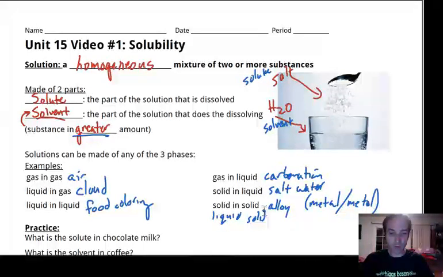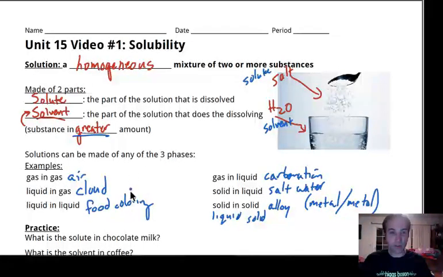And so a good example of that would be something like putty or clay, Silly Putty, things like that, Play-Doh, where you have a solid, but it has the freedom of the ability to change its shape because it has some liquid dissolved in it. Okay, so these are all examples of different solutions.